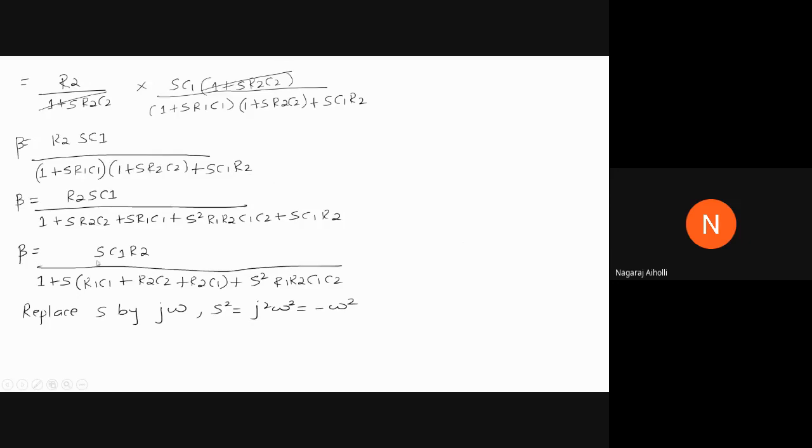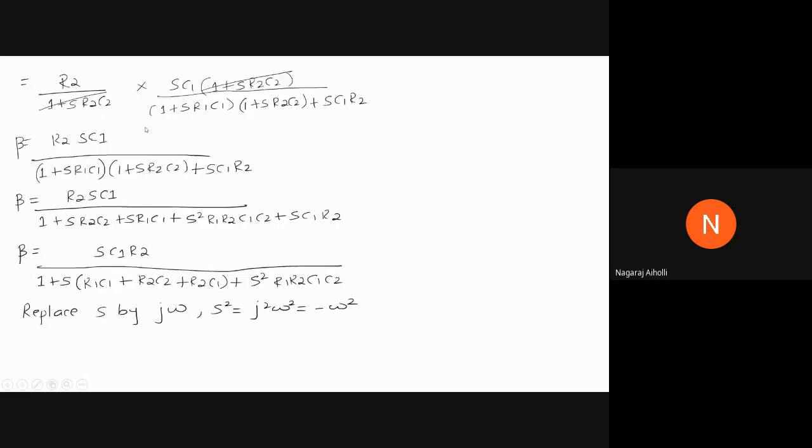That comes out to, students, beta is equal to S C1 R2 divided by 1 plus S times (R1 C1 plus R2 C2 plus C1 R2) plus S square into R1 R2 C1 C2. Okay, is everybody following here, students? Yes. Next, replace S by j omega. We know that S is j omega, so S square is j square omega square. J square is minus 1, so S square is minus omega square.